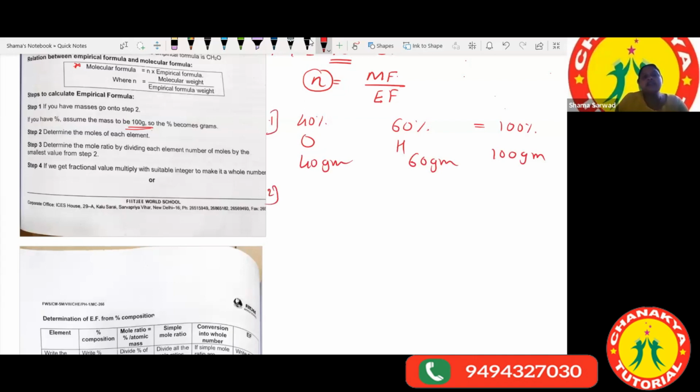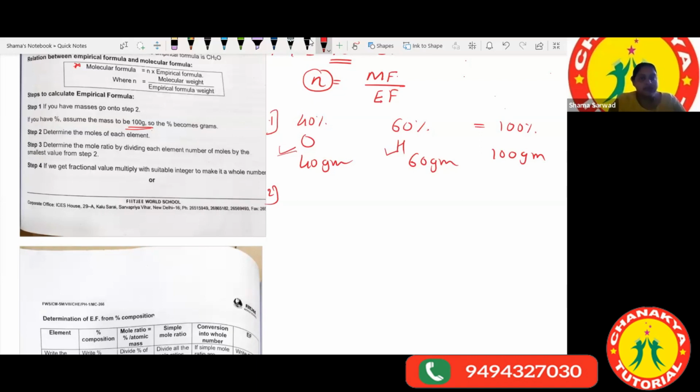Now what is the second step? In the second step, determine the moles of each element. You have to find the number of moles of oxygen and the number of moles of hydrogen. Each element's number of moles in that particular molecule you have to find. If the number of particles is given, you can calculate it using the Avogadro number.